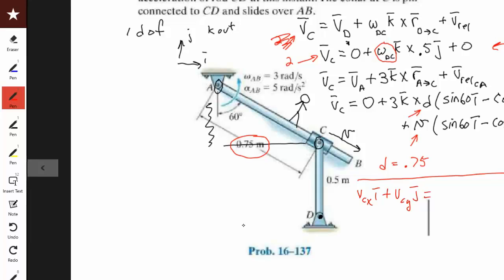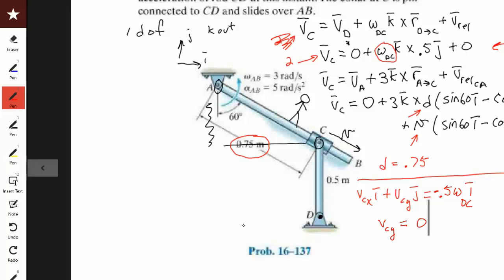Let's see. I'm looking at this one right here. I'm going to do the cross product, so that'd be 0.5 omega dc, k cross j is a negative i, plus 0. Yeah, so that's it. So velocity of c is equal to this. Let's solve it. So the j's on the left-hand side, I have velocity of cy equals j's on the right, none. Okay, so the velocity of c vertically is 0.